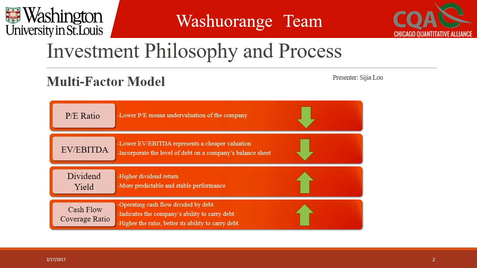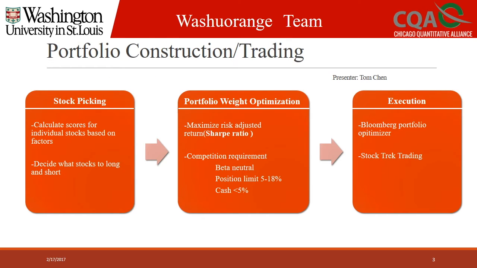Now let's move to the portfolio construction and trading part of our investment. After we picked our stocks based on the scores calculated using various factors, we optimized our portfolio weights by trying to maximize risk-adjusted return, as well as maintaining the market-neutral property of our portfolio. In the process of portfolio construction, we used Sharpe ratio as one of our measurements of risk-adjusted return, and we set limits on the position of each individual stock to ensure diversification.